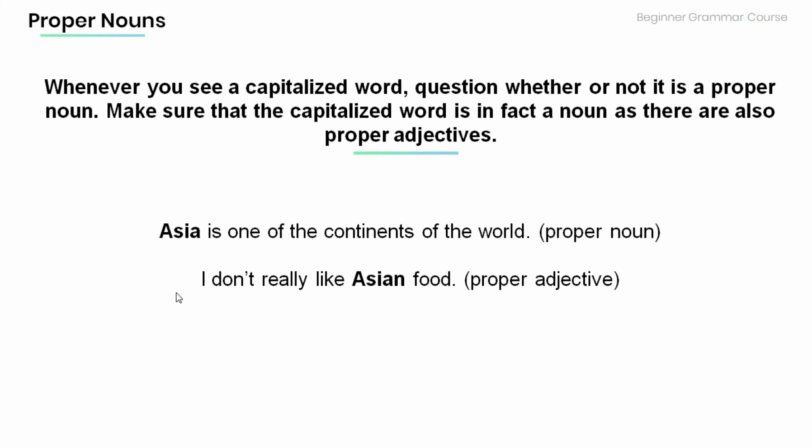And in this sentence we have: I don't really like Asian food. The word Asian is a proper adjective. It is a word used to describe the noun food.